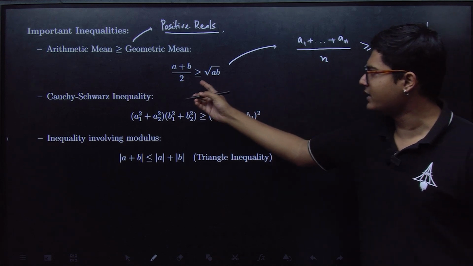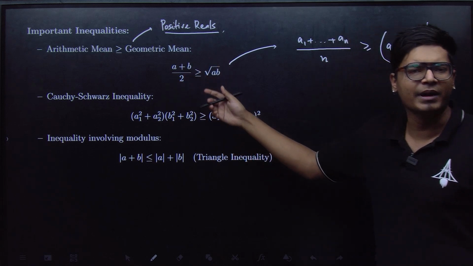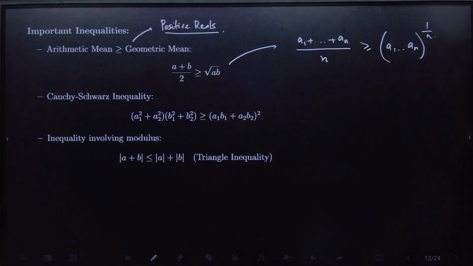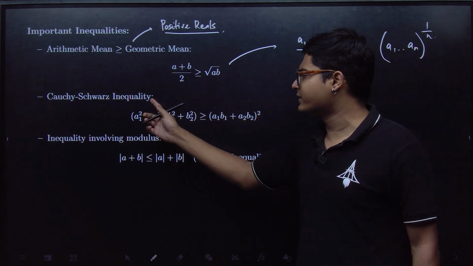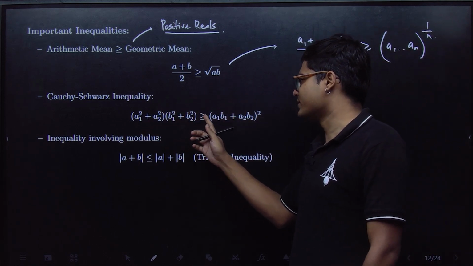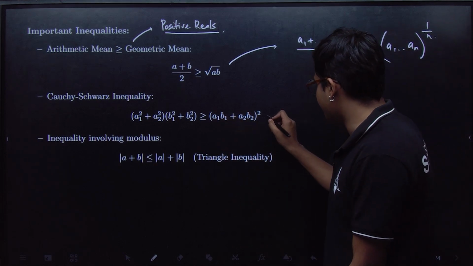This is a special case when n is equal to 2. The left hand side becomes (a plus b) by 2, greater than or equal to (ab) to the power 1 by 2. But you can also generalize it for n variables. Second one is the Cauchy-Schwarz inequality, which tells you that (a1 squared plus a2 squared) times (b1 squared plus b2 squared) is greater than or equal to (a1 b1 plus a2 b2) whole squared. You can also generalize this.